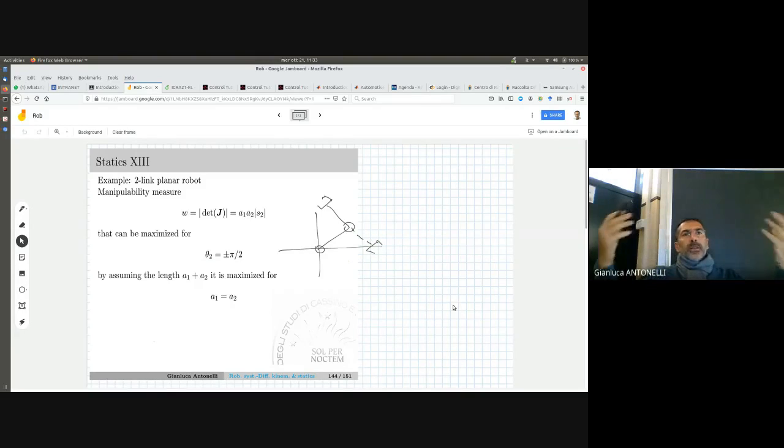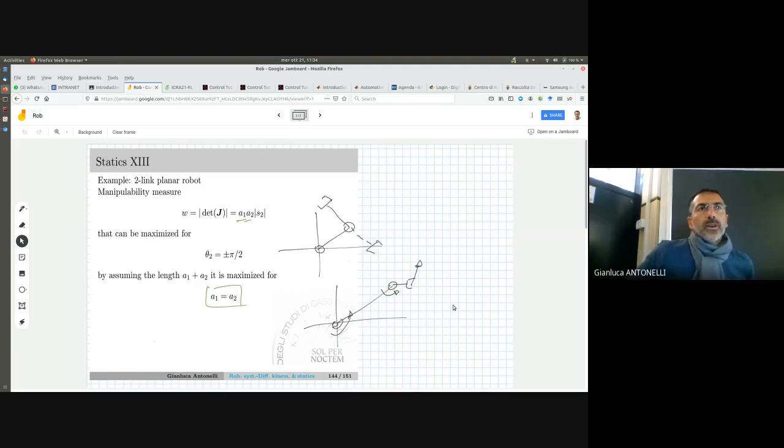And I may also want to optimize with respect to the parameters A1 and A2. And I found it turns out that if the two links have the same length, I maximize the manipulability measure. Okay? It means that if I build a robot, for example, in that way, and I'm working in that configuration, in this moment, this is not a very nice machine to transform the joint velocity to the end effector linear velocity.